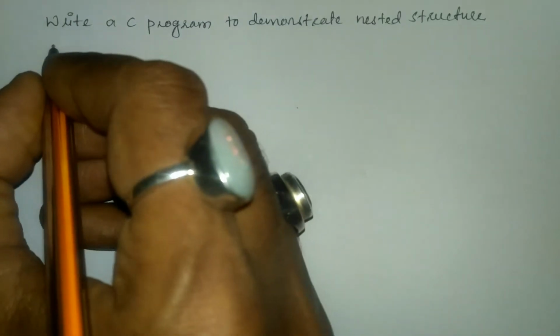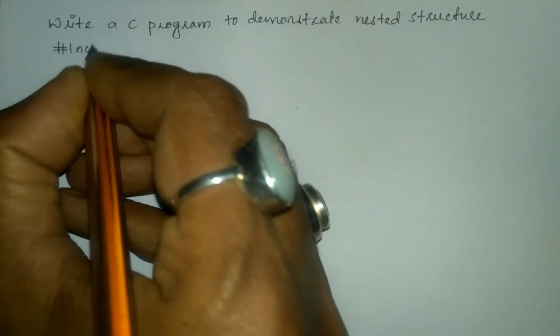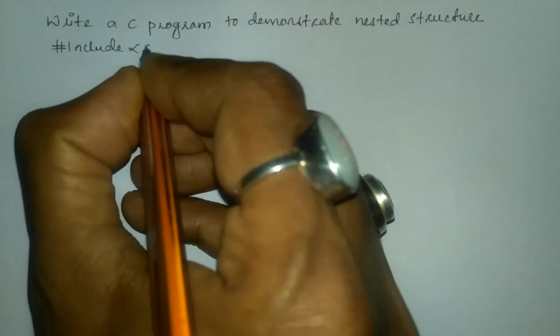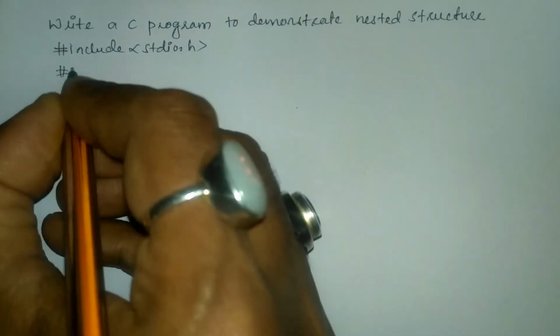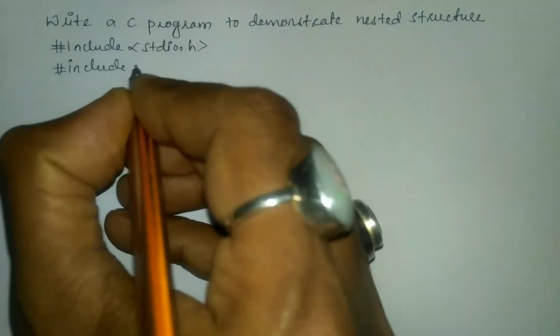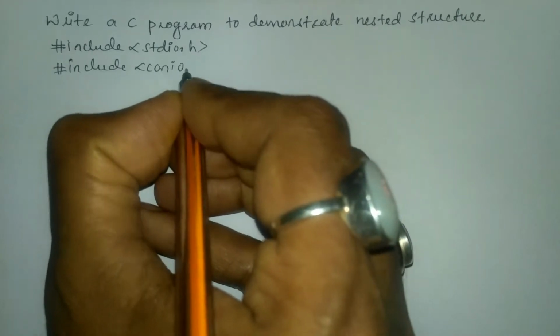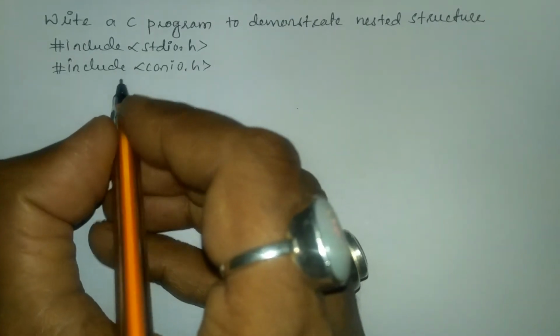So let us write the preprocessor directive #include in angular braces. We'll write the standard input output .h header file. The next preprocessor directive is #include in angular braces. We'll write conio.h.